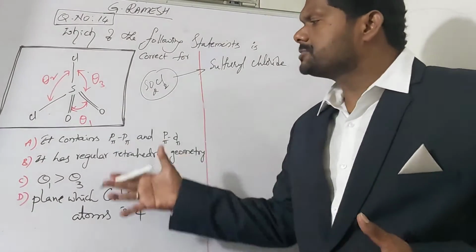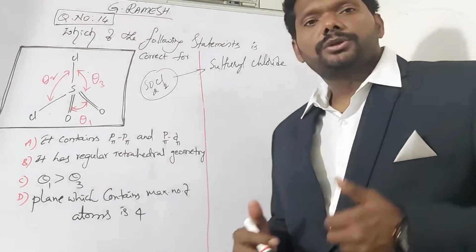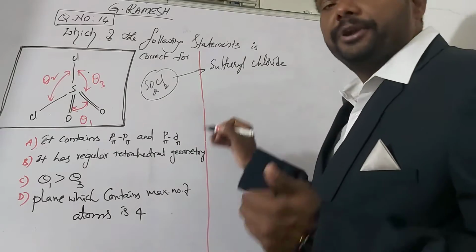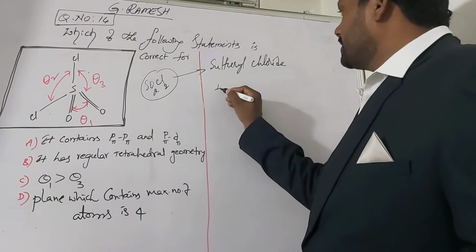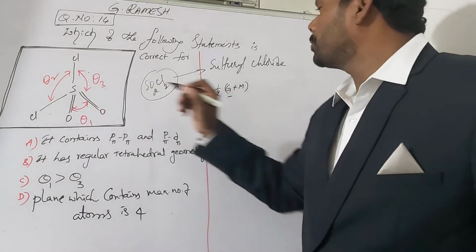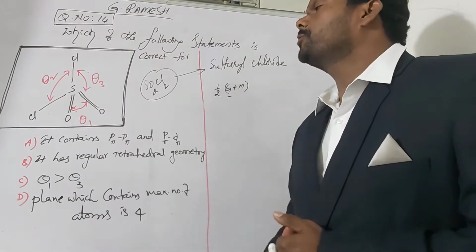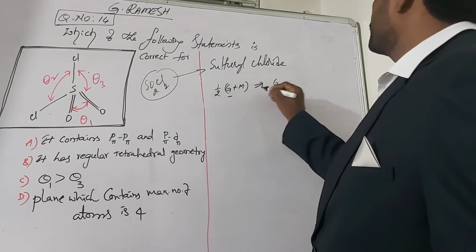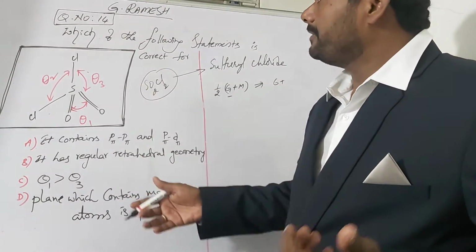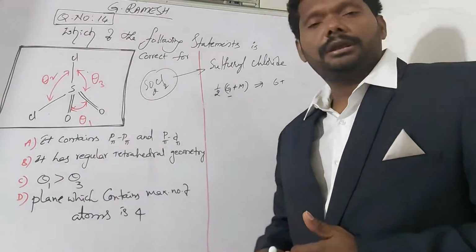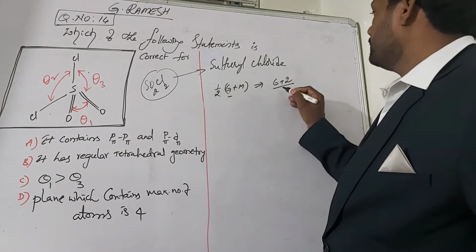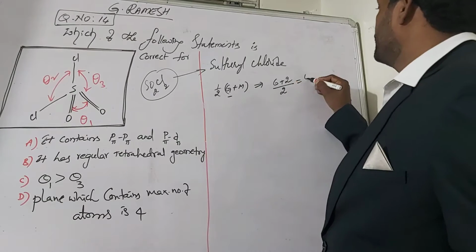To analyze all these points, it is totally based on the structure. To concentrate on the structure, we need to find the hybridization. For hybridization prediction, I will give you the simplest, smallest formula: half into Z plus M, where Z is the group number of the central atom. Sulfur group number is 6, plus M, the number of monovalent atoms. You know well, chlorines are monovalent and oxygens are divalent. So 2 chlorines are there, so 6 plus 2, into half, it's nothing but 8 by 2, it will be 4.